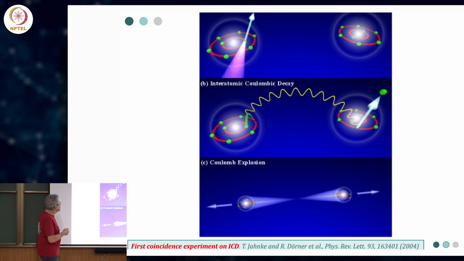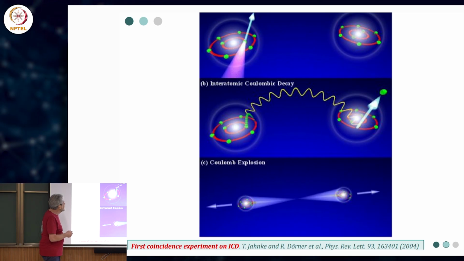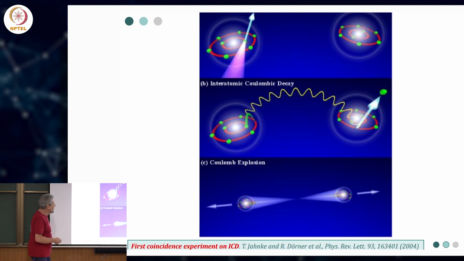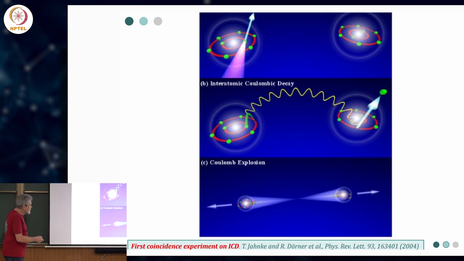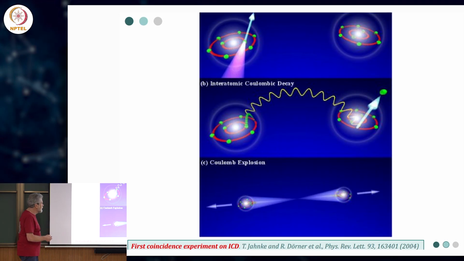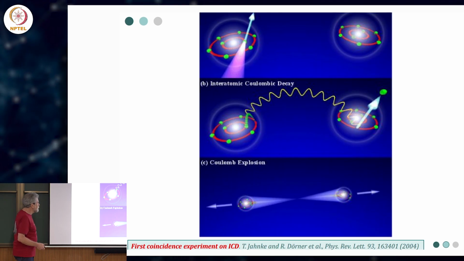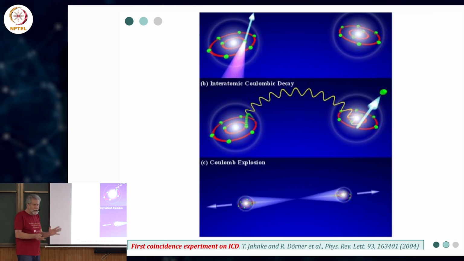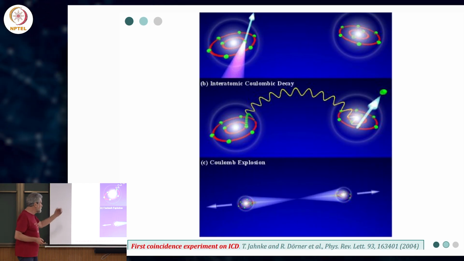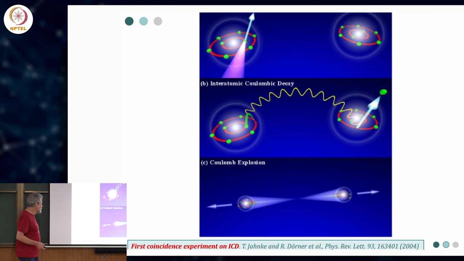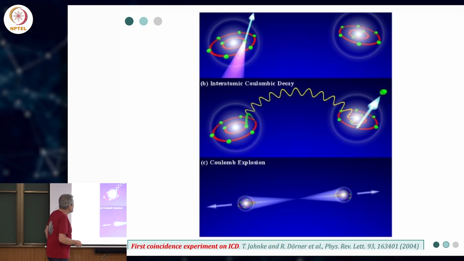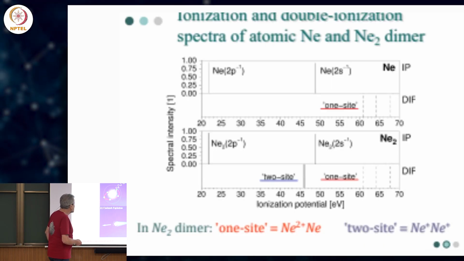You kick out the inner valence electron by a photon, then an electron from the outer valence falls in. You transfer the energy over quite a distance, and you remove an electron from the neighboring neon. Then you have neon plus, neon plus, and you have a Coulomb explosion. Everything was measured in coincidence, and that's the way you can prove what's going on, because you can calculate with nuclear dynamics in great detail. Okay, maybe I'll come back later for timescales.